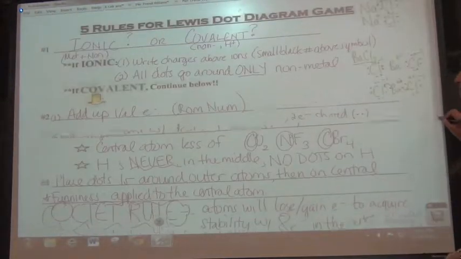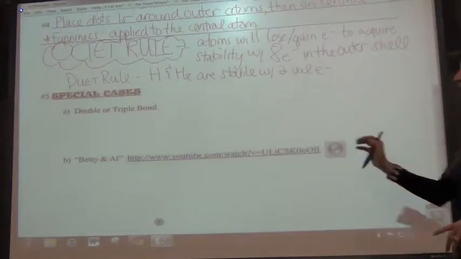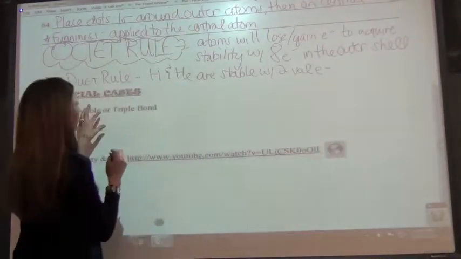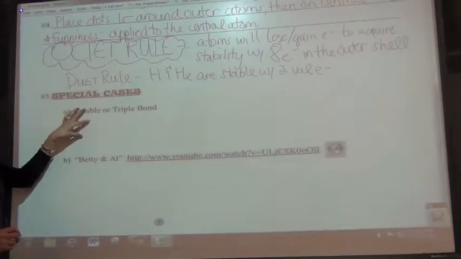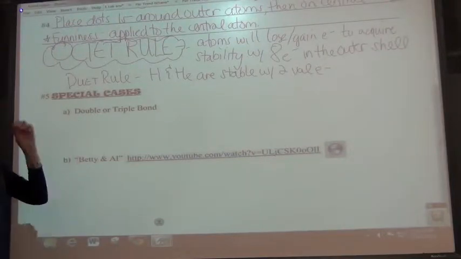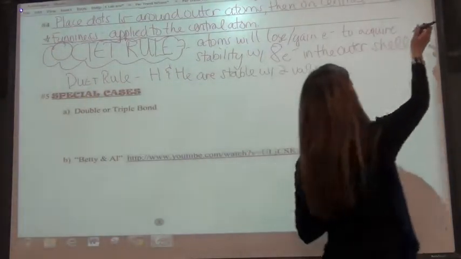All right, and the last thing is special cases. You can have what are called double or triple bonds, but I want to show you that later. And then we'll come back to boron and aluminum also. So let's flip to the next page.